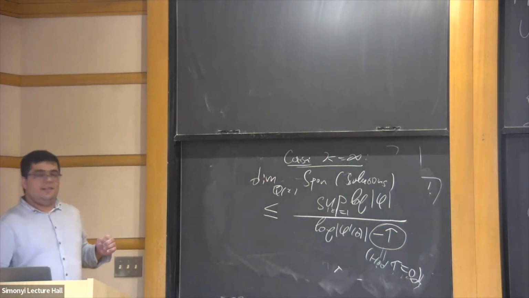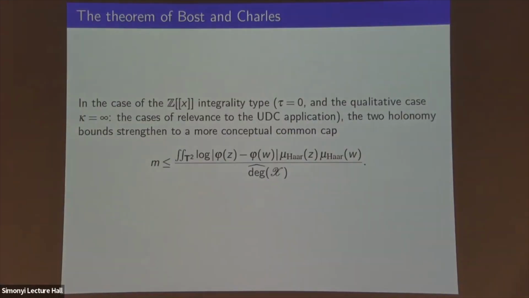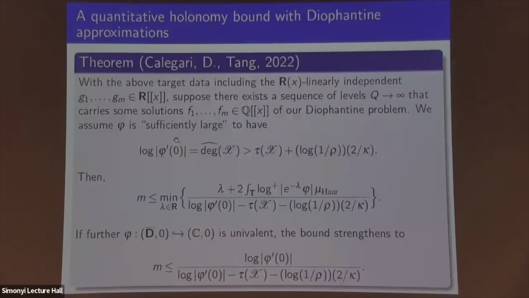And now our game is to... I obviously wrote more things than I can cover, but there is a more conceptual refinement of the original tau equal to 0 dimension estimate, which was proved by Bost and Charles, and it includes the previous display. If we have kappa equal to infinity and tau equal to 0, it unifies both of these cases by a double integral.